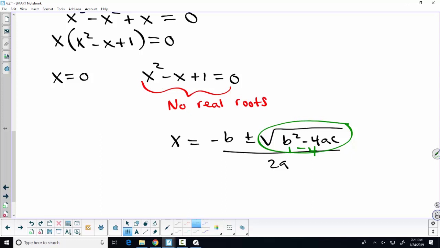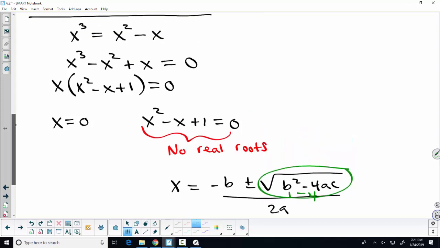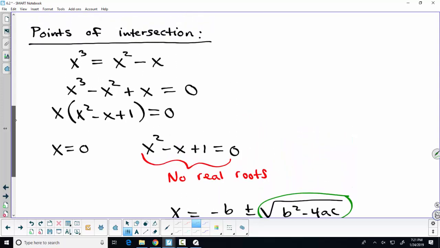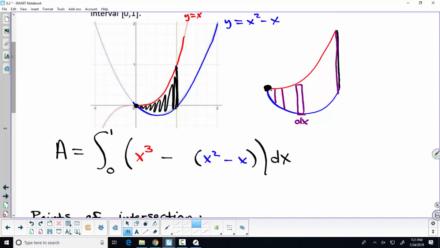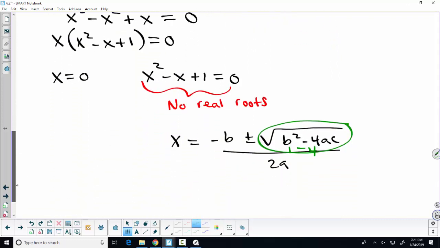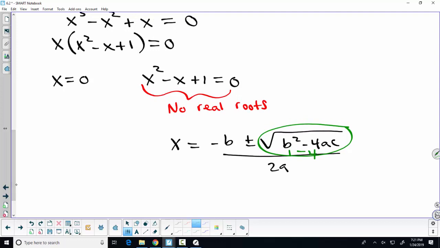Okay. So again, we would come up with only the intersection point at the origin. And again, oftentimes that's a pretty difficult process, to figure out where two things intersect. Any questions on this?